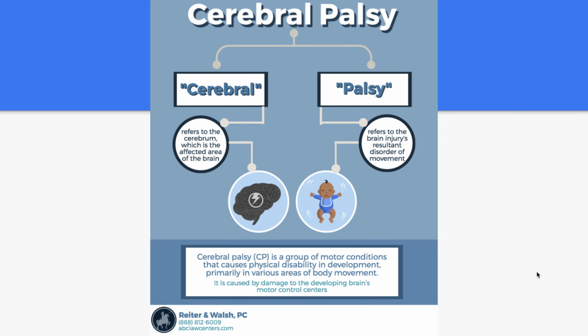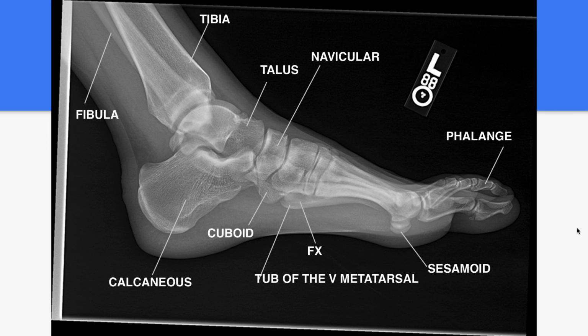Cerebral palsy is a condition I talked about earlier, in which you can often see this flattened foot. And this is a group of motor conditions that causes physical disability in development, and cerebral refers to the cerebrum, which is damaged in the brain, and palsy refers to the palsy of movement.